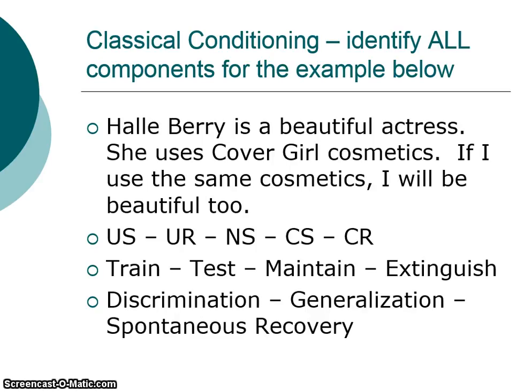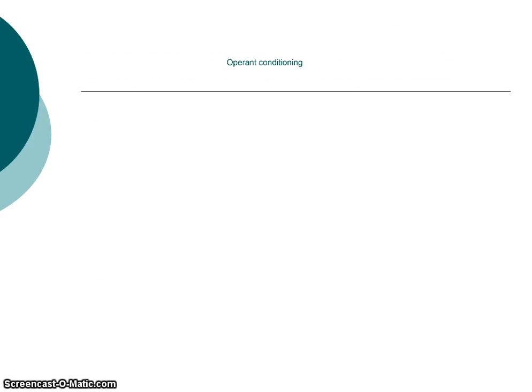And then you're going to have to come up with examples of discrimination, generalization, and spontaneous recovery. And remember, for generalization and discrimination, those new stimuli need to be similar to your CS, not the US. So in this case, they need to be similar to cosmetics, not to Halle Berry.